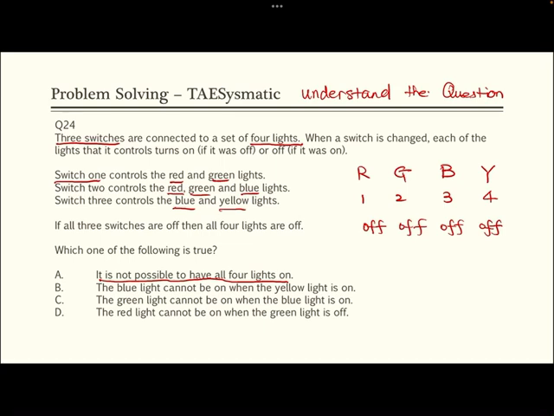So for A, if we want four lights on at the same time, is that not possible? After we look at it, we'll find out it is possible because we can use switch 1 and switch 3, which is basically we can control red, green, and blue, yellow, right? That is four colors. So A is possible. With the same strategy, testing B, C, and D, we'll find out the correct answer will be D, right?